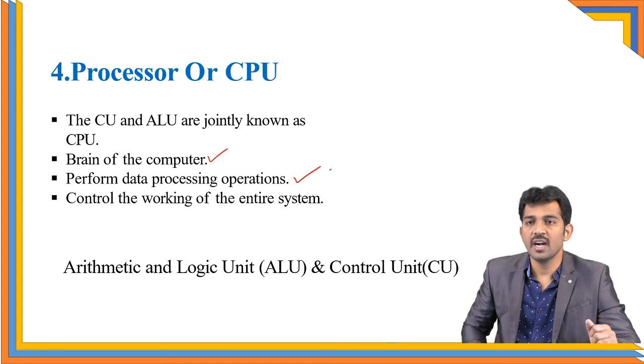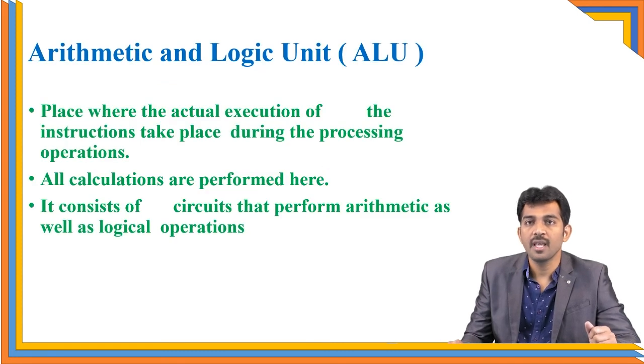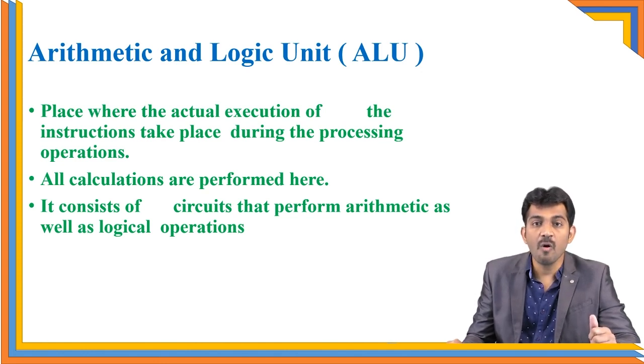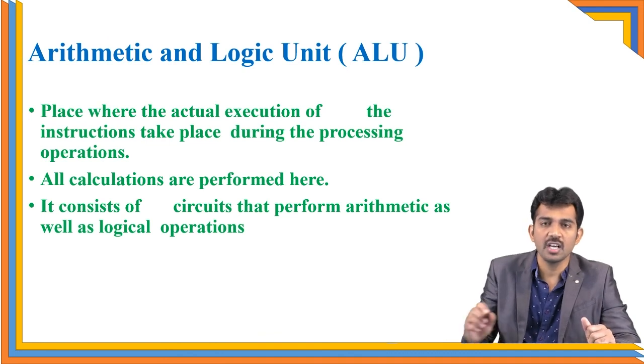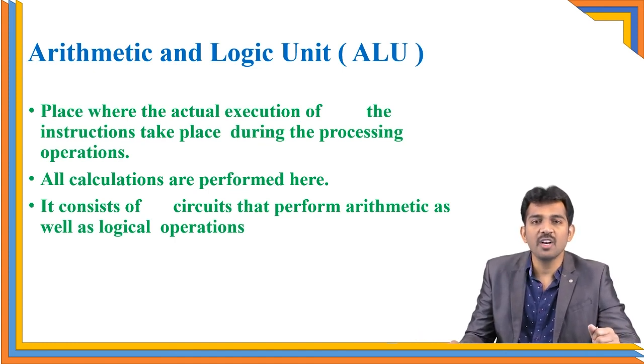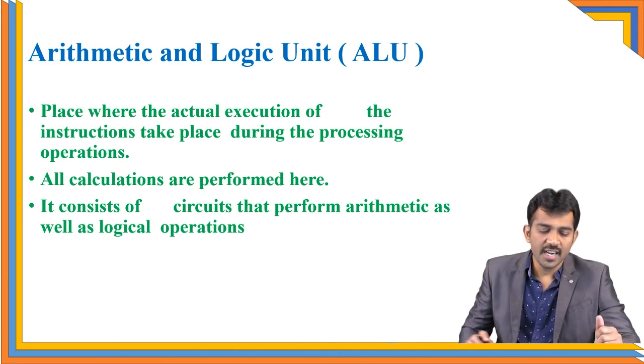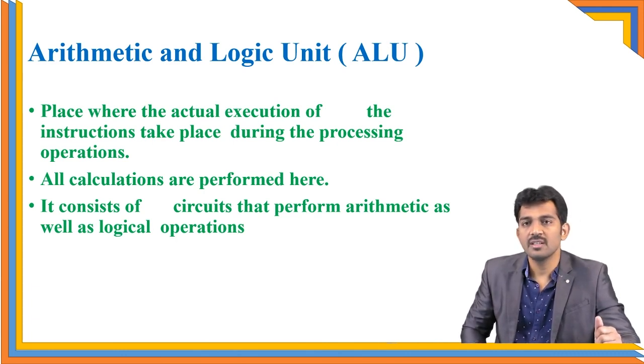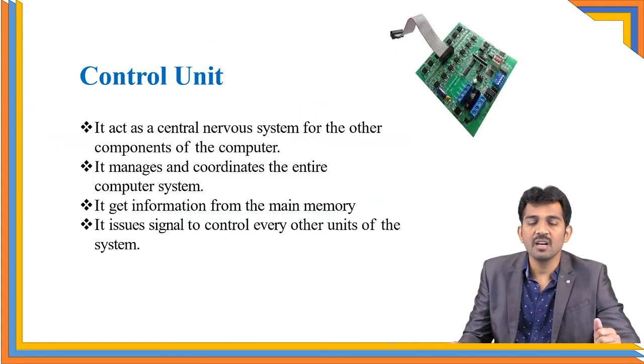The arithmetic logical unit is a part of the central processing unit. The arithmetic logical unit is the place where the actual execution of instructions takes place during the processing of operations, right? All the operations are processed in the ALU. All calculations are performed here, right? Addition, subtraction, multiplication, all the operations are performed at the arithmetic logical unit, ALU, right? Is this clear?